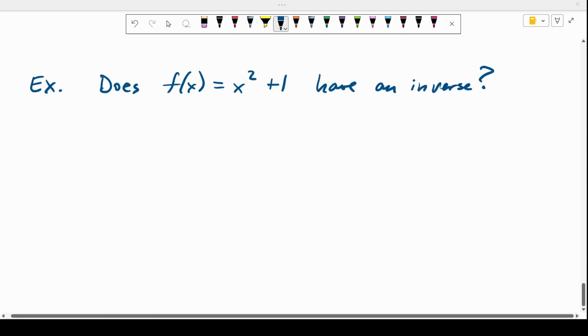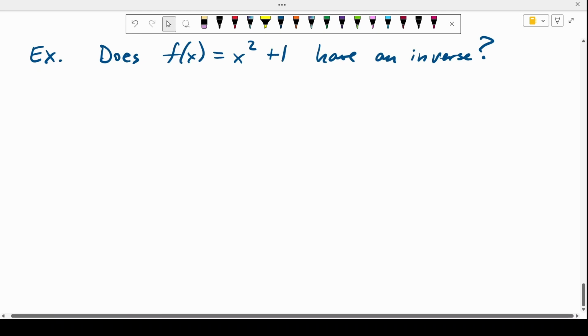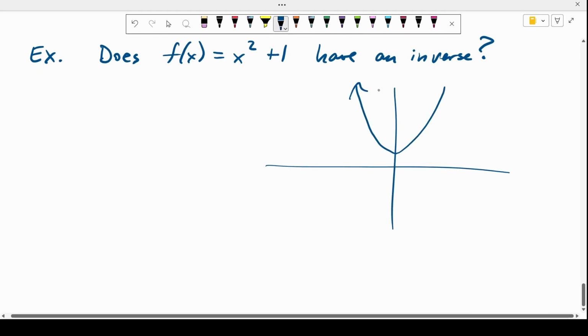Now here's a question for you. Does f of x equals x squared plus 1 have an inverse? This is a quadratic. We know what it looks like. It's our parent curve quadratic shifted up by 1. Does it have an inverse? Well, in other words, is it 1-to-1? Because if it's 1-to-1, then it has an inverse. But if it's not 1-to-1, it does not have an inverse.